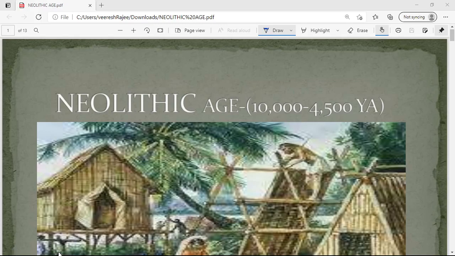In today's class, we will discuss the Neolithic Age. In our previous classes, we discussed the prehistoric age. We started discussing the prehistoric age, and under it, we discussed the Paleolithic age and the Mesolithic age. Okay, we completed discussing the Paleolithic age and Mesolithic age, and in today's class we'll discuss the Neolithic age.